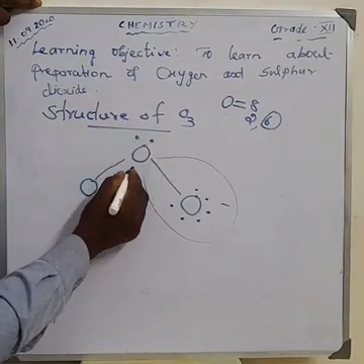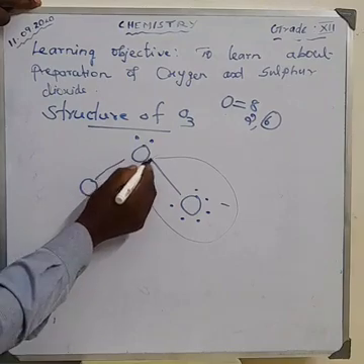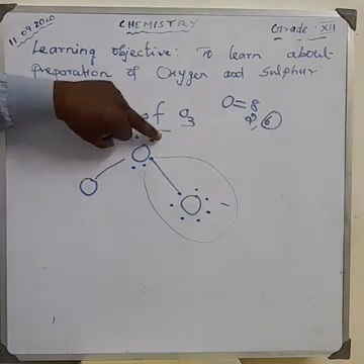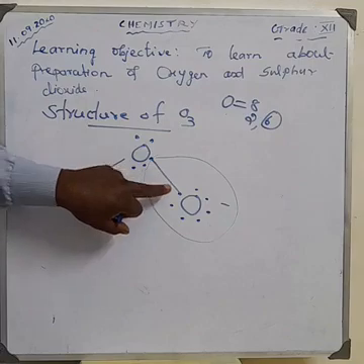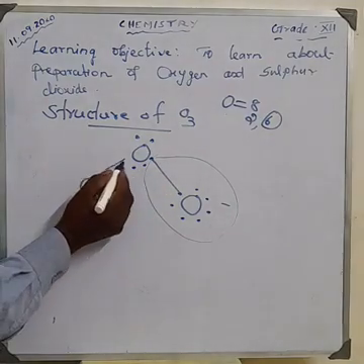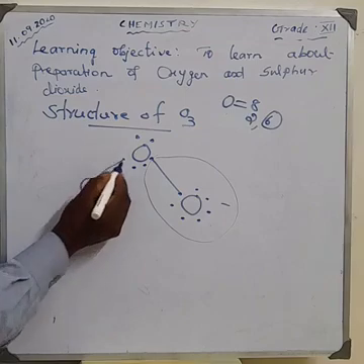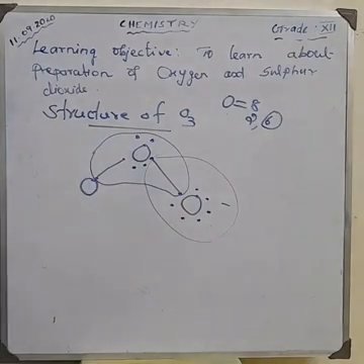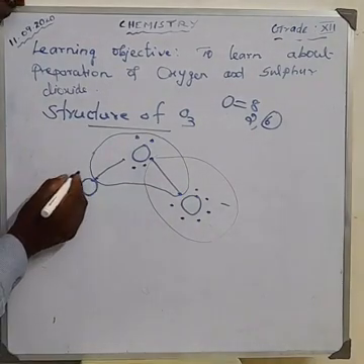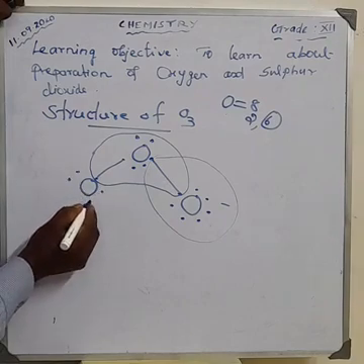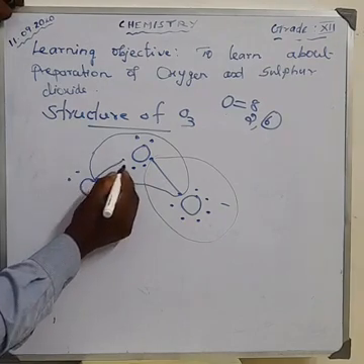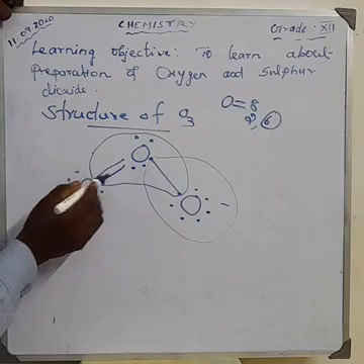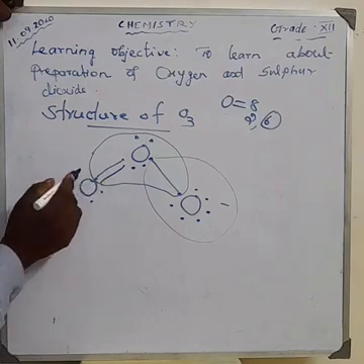1, 2, 3, 4, 5, 6. Next, the second oxygen, 1, 2, 3, 4, 5, 6. It also acquires the inert gas configuration, that is 8. What about this oxygen? 1, 2, 3, 4, 5, 6. So you make it a double bond. Now this also attains an inert gas configuration, 8.